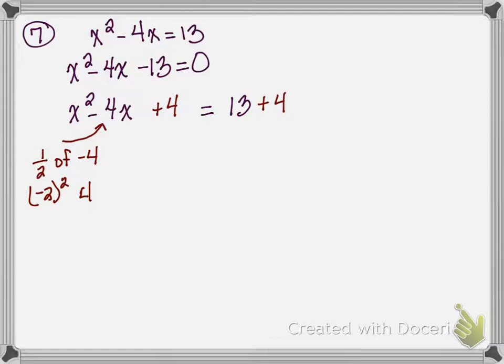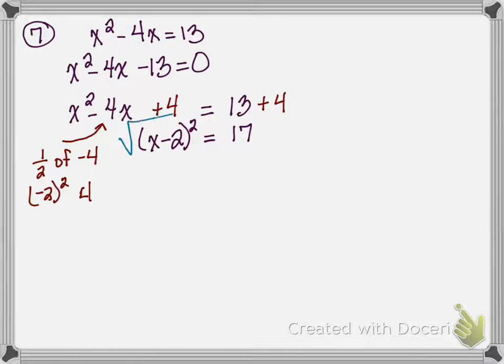Now, some students factored this incorrectly on the quiz. X squared minus 4x plus 4 factors to x minus 2 squared. There was a decent number of students that put x plus 2 squared. Okay? So be careful. Be sure you know what that factors to. It's a perfect square trinomial, so just be careful with your signs.